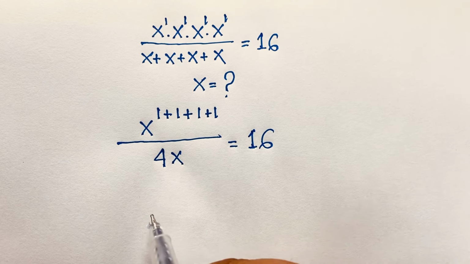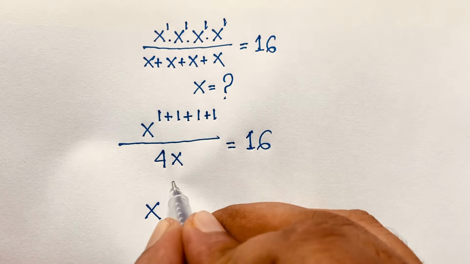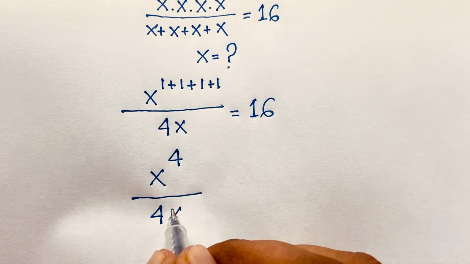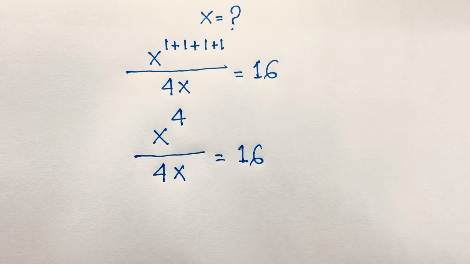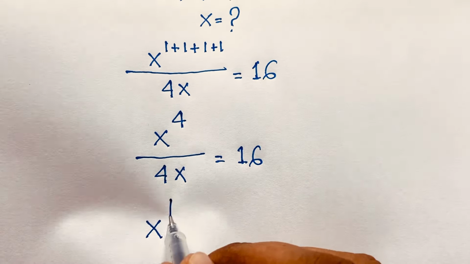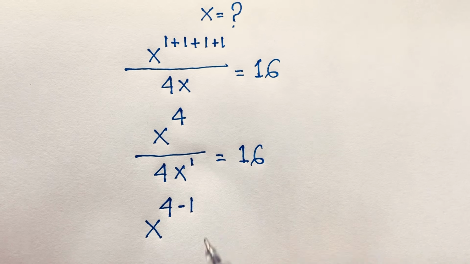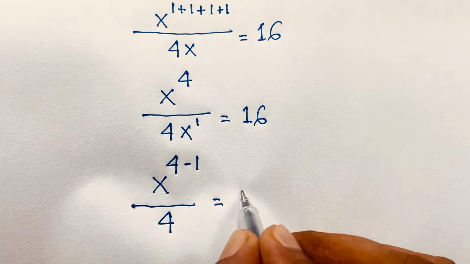Now this is x to the power 1 plus 1 plus 1 plus 1, this is 4, over 4x is equal to 16. Now you can see easily here x to the power 4, but this exponent is 1, so it will be minus 1 according to the exponential formula, over this 4 is equal to 16.